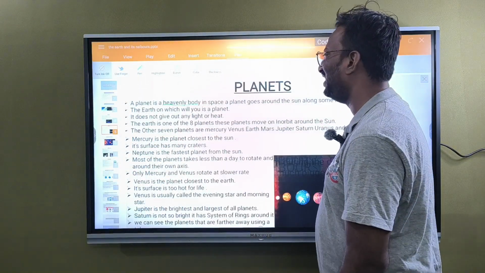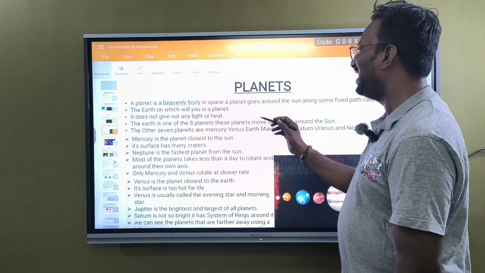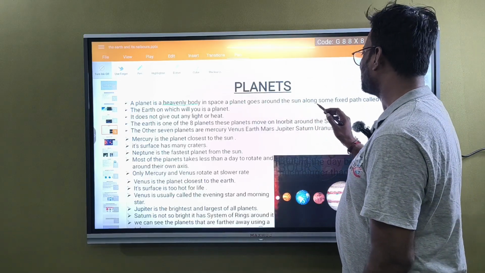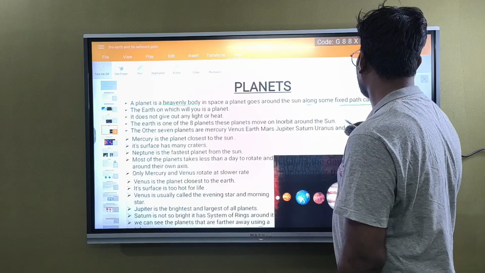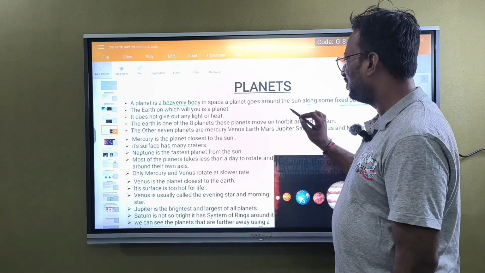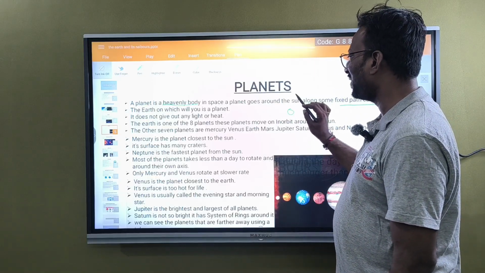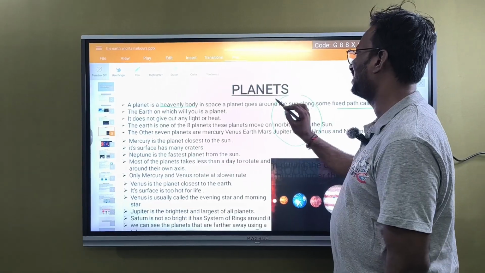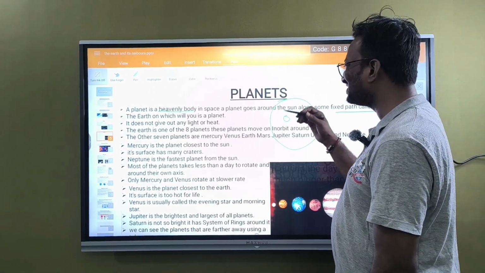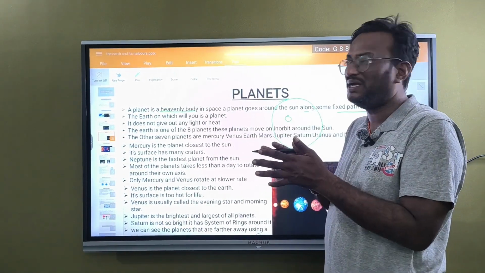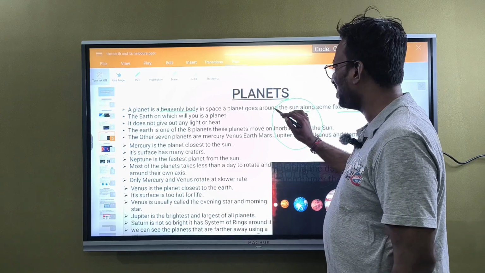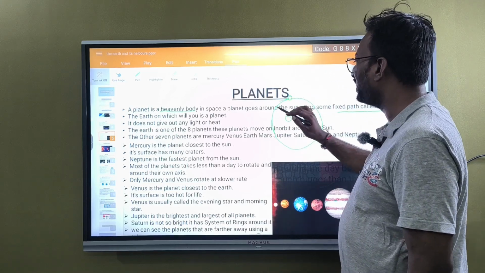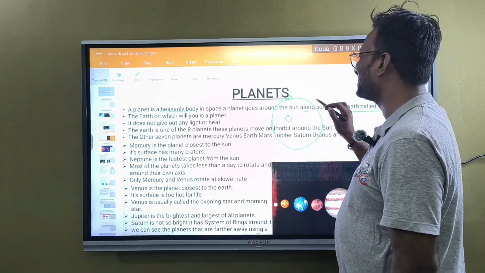Will be called as heavenly body, which is in the space. A planet goes around the sun along some fixed path called orbit. So there will be sun at the center and the planet will go round the sun along a fixed path. There will be a fixed path for it. In that fixed path, the planet is revolving around the sun. That going we call it as revolving.